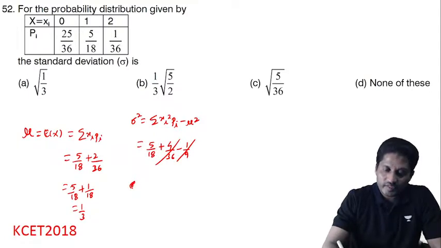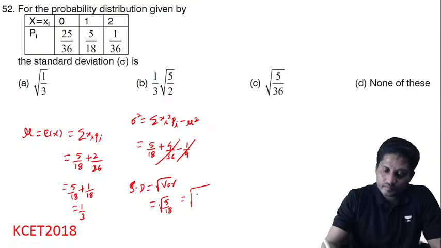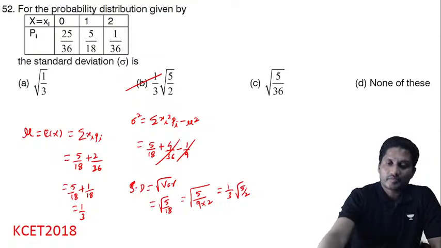So standard deviation is equal to root of variance, right? Equal to root of 5 by 18. This is root of 5 divided by 9 into 2, that is 1 by 3 root of 5 by 2. Okay, answer is... Let's move to the next question.